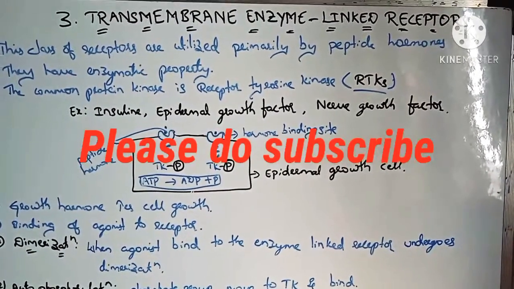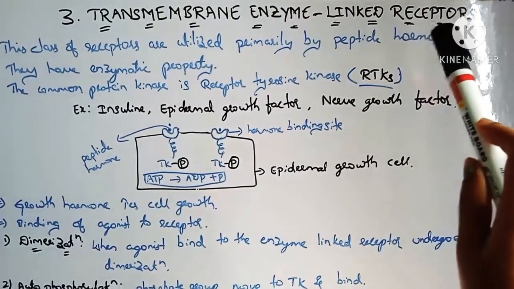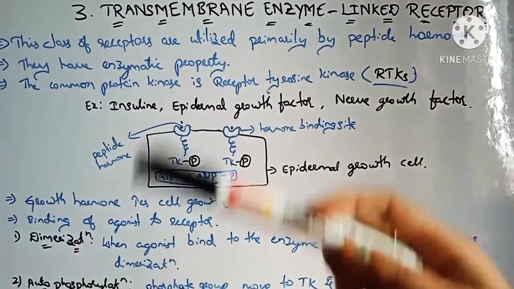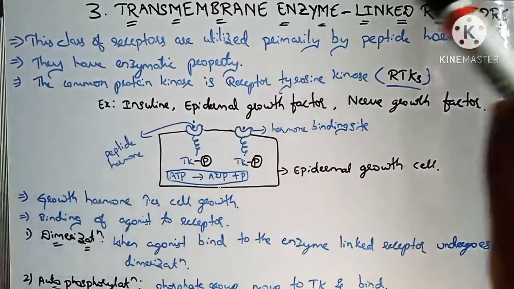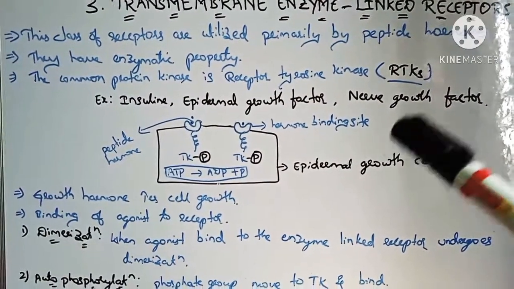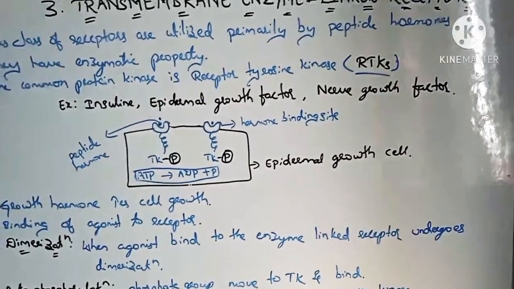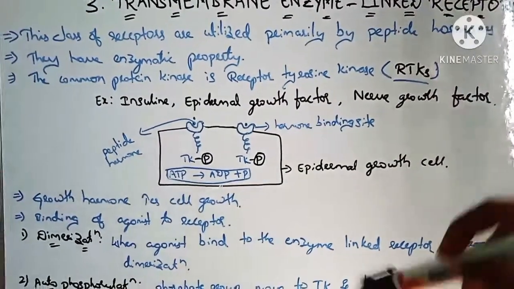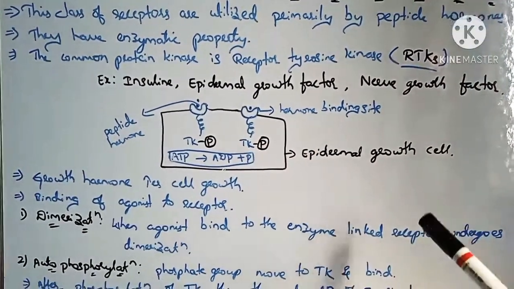Hello friends, today I am going to teach about the topic transmembrane enzyme linked receptors, nothing but kinase linked receptors. This is the class of receptors utilized primarily by peptide hormones. The transmembrane enzyme linked receptor is different from the ligand gated and G protein coupled receptors because it acts as a protein mediator for cell growth. Growth hormones, examples are insulin and epidermal growth factors.